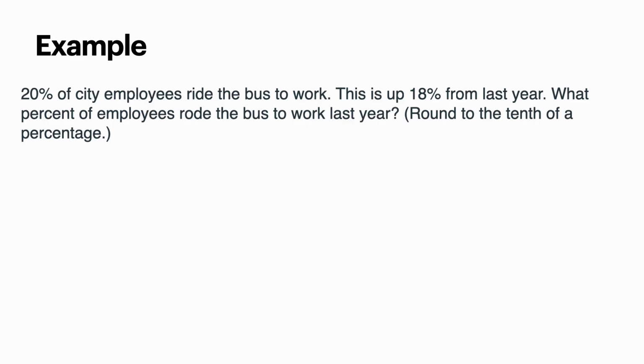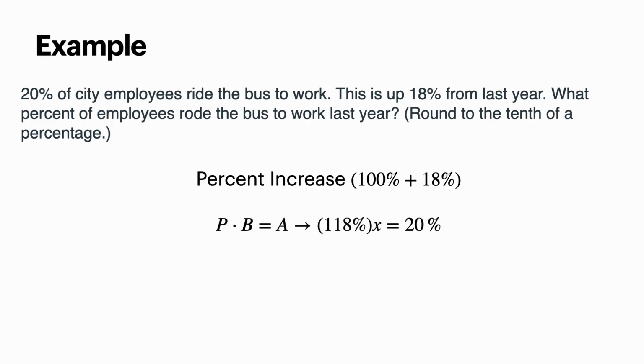Okay, let's see if we can find it. What was the percent increase? 100% plus 18%. Then we can plug that in our formula. Percentage times base equals amount. We have 118% times some original value equals 20%. We divide both sides by 1.18. And then we find 16.9%. This was the original amount, the original percentage.